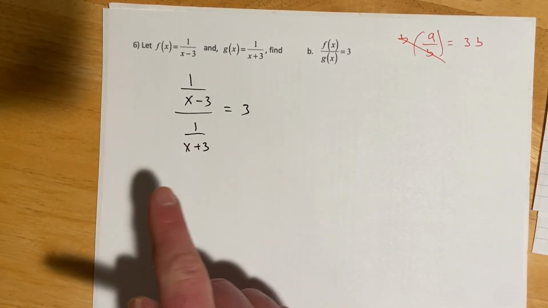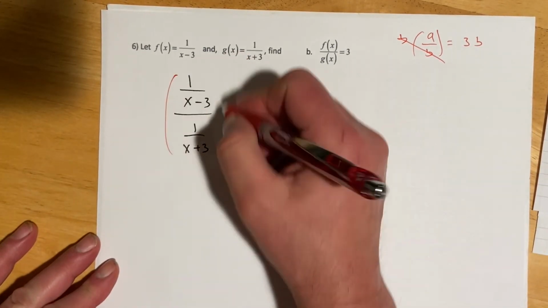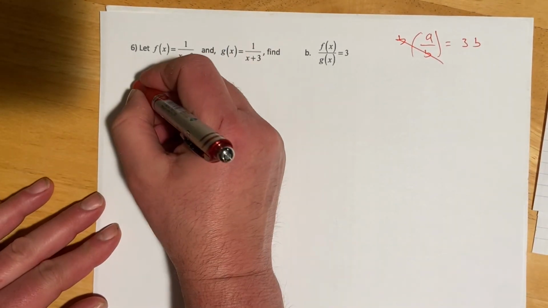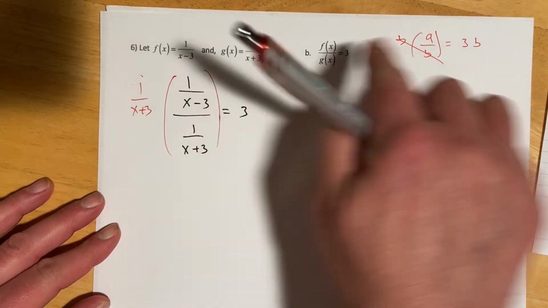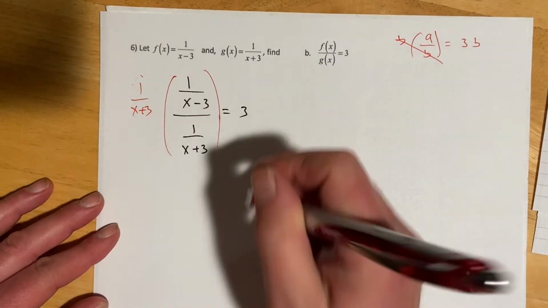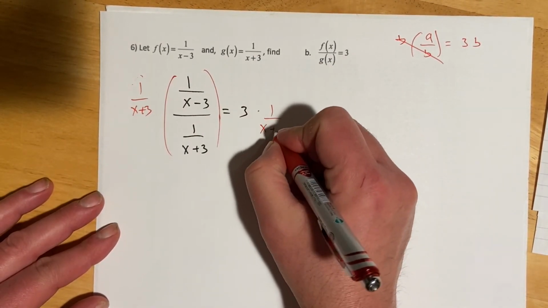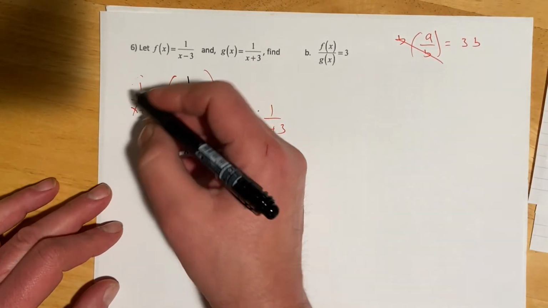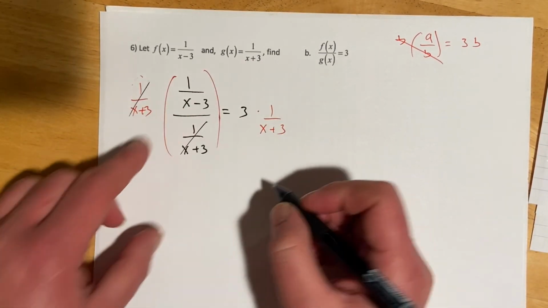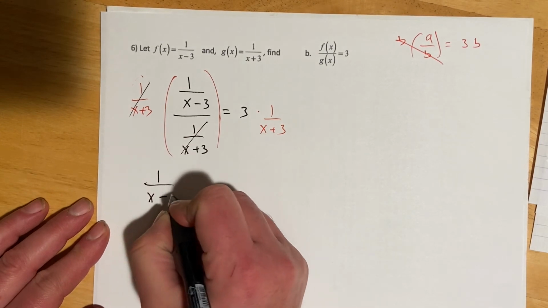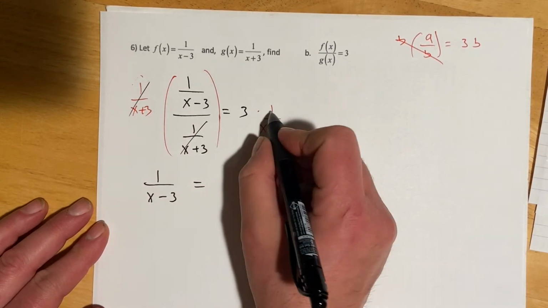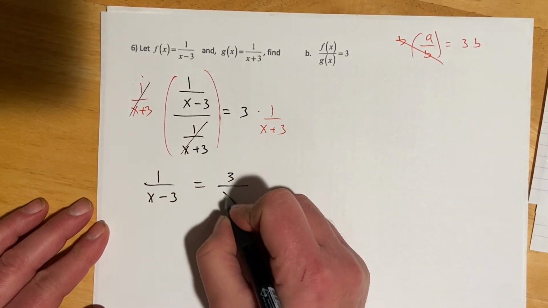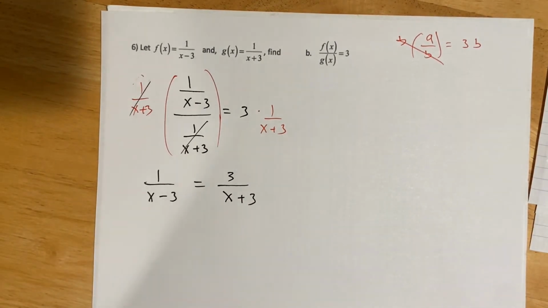So I'm going to clear the fraction twice eventually, but first off, I'm just going to clear this big ugly fraction with a 1 over x plus 3, the same as I'm doing right there. And then right here. So now these drop out, and I have this 1 over x minus 3 equals 3 times 1 would be 3 x plus 3.